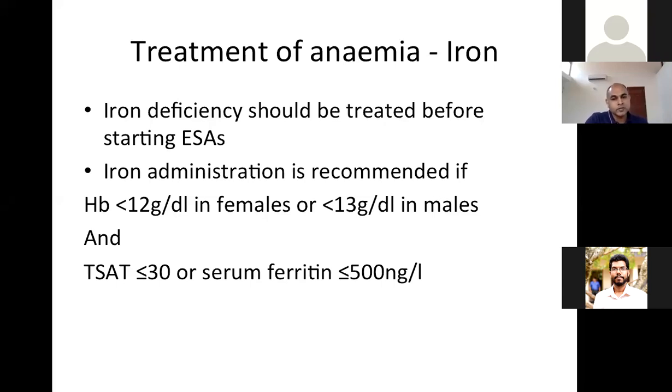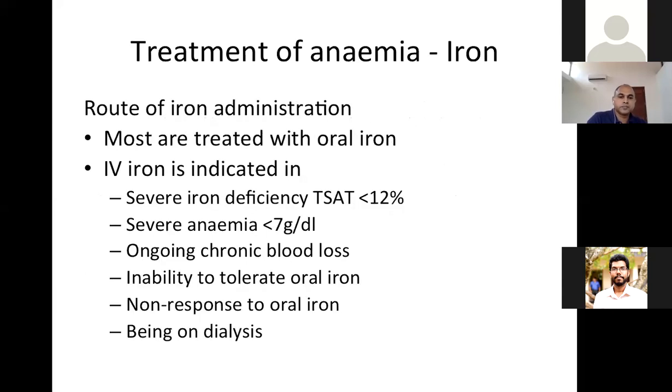So iron administration is recommended if the hemoglobin is less than 12 in females or less than 13 in males, and if they are associated with these parameters. And mostly the patients are treated with oral iron, but sometimes you might have to resort to intravenous iron, especially in these situations. If there's very severe iron deficiency, so that transferrin saturation is less than 12%. If the anemia is also severe, if it's less than 7 grams per deciliter hemoglobin, if there's ongoing chronic blood loss, so that you have to replenish the iron stores pretty rapidly.